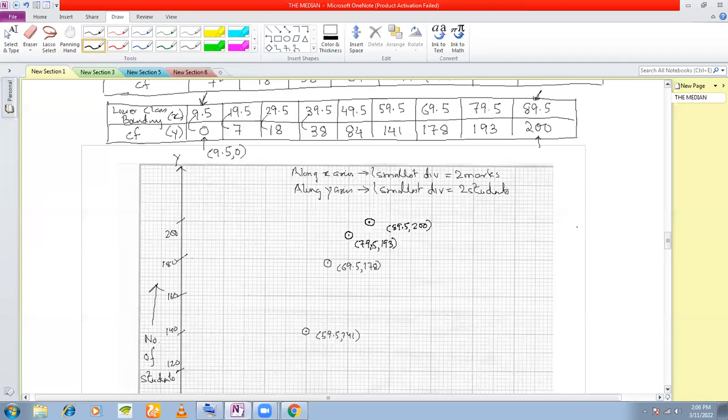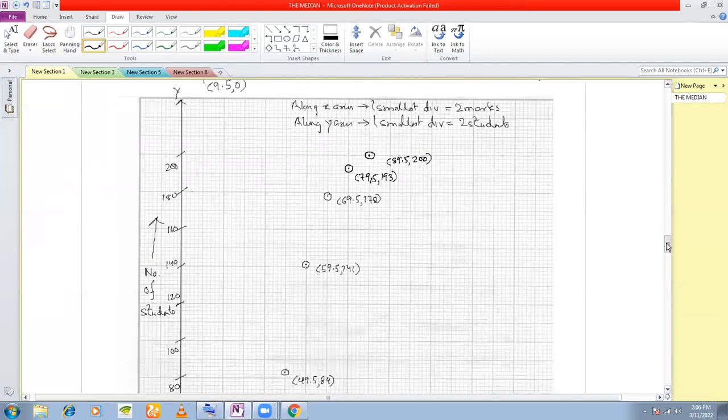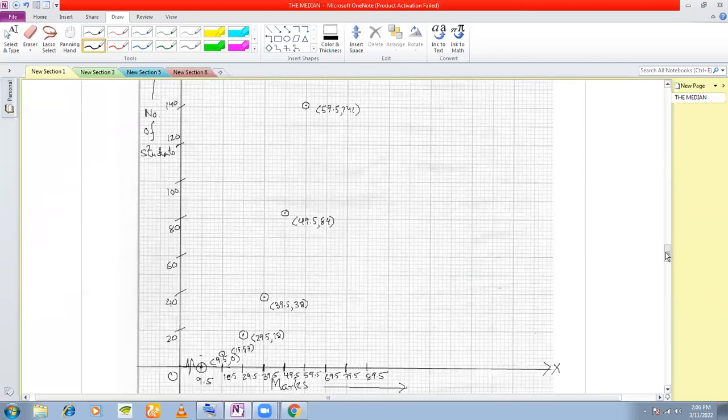The last work that remains is to join all the points. Now remember, again we will be drawing a freehand curve. So from here you start drawing a freehand curve, a very smooth curve. There is no need to move the pencil much while drawing this curve. A very, very smooth curve.